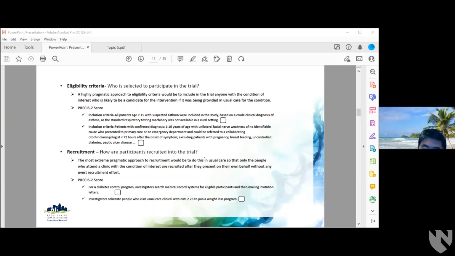Maybe other people are tired of hearing me talk about it, but to me, it almost has the same issue as the one above. If you're saying only people that visit usual clinical care, there are a lot of people that don't visit usual clinical care. And if you solicit people, if it's a recruitment where you send out flyers and try to get people in, you're probably not going to get as generalizable a sample as possible. But I agree that the criteria around it is very pragmatic.